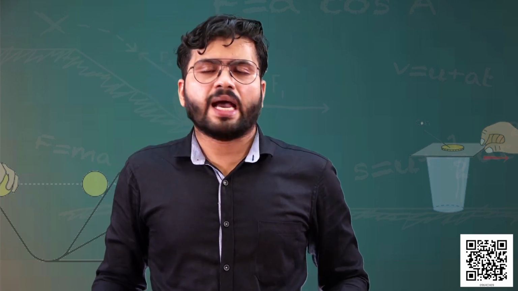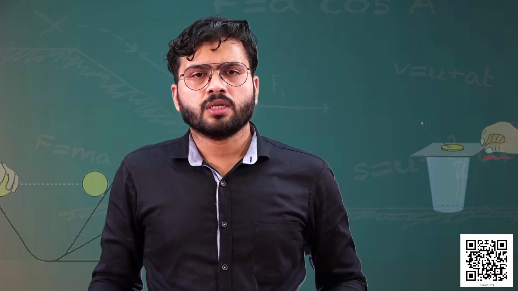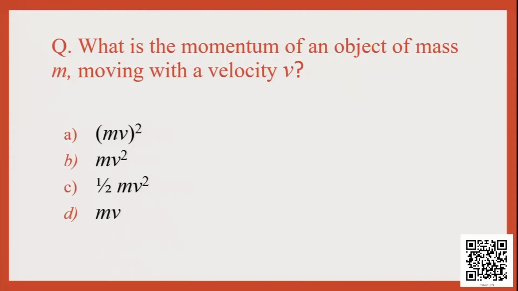Now, let us go for another question. What is the momentum of an object of mass m moving with a velocity of v? I repeat the question. What is the momentum of an object of mass m moving with a velocity v? It's very easy. As we know, momentum is defined as the product of mass of the object and velocity of that object. So, out of these 4 options, option D will be the correct answer, that is mv.